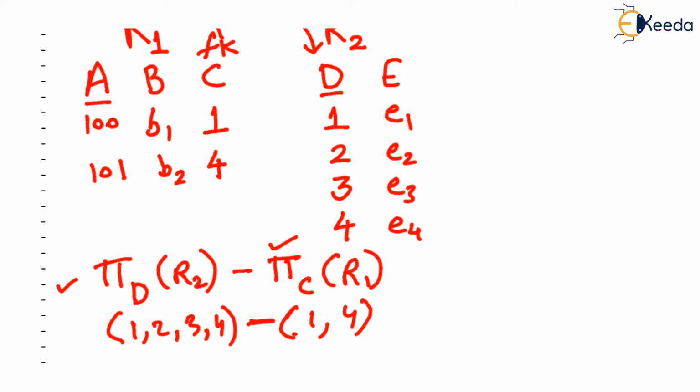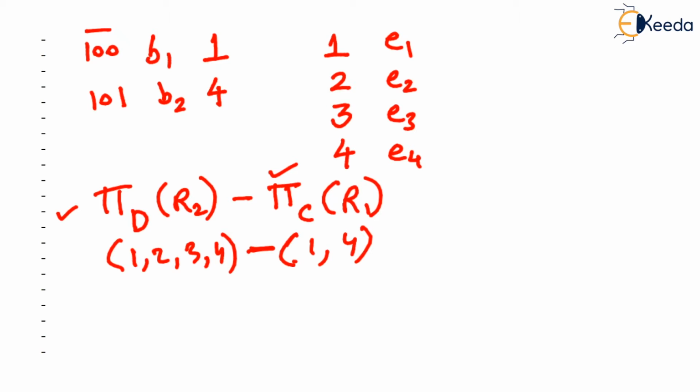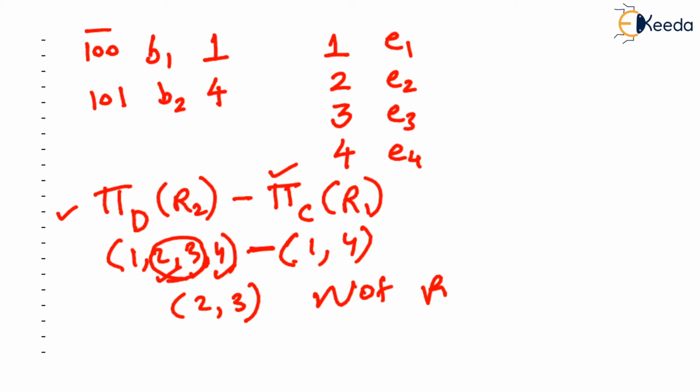Now you find out the minus operation. The values which are there in the left, but not there in the right. You can see, sorry, 2 and 3 are there in the left, but not there in the right. So the result will be 2, 3. So this will not produce an empty relation. Empty relation. Wait a minute.